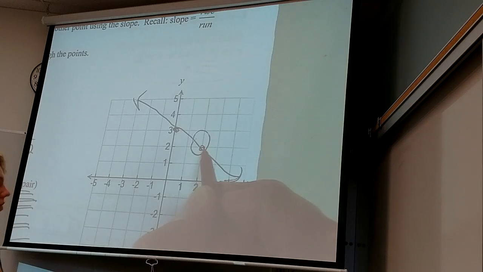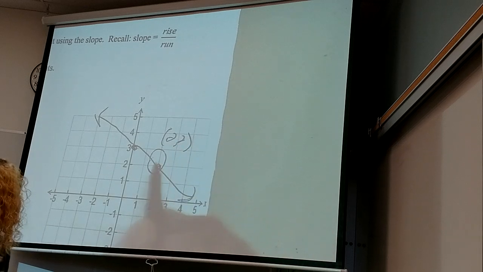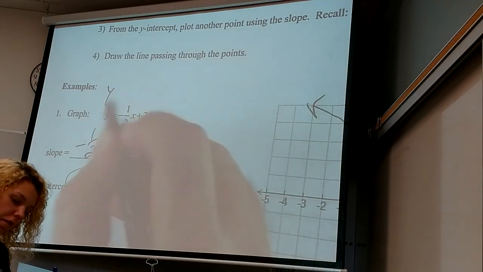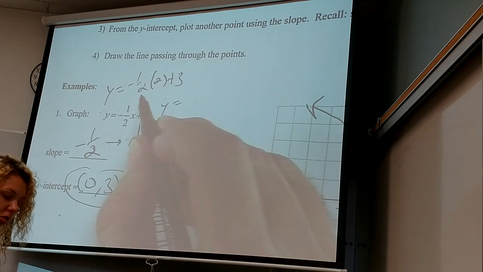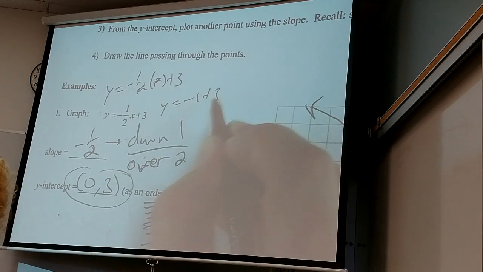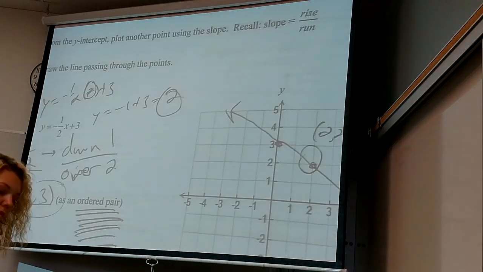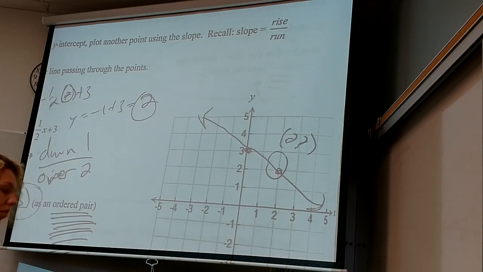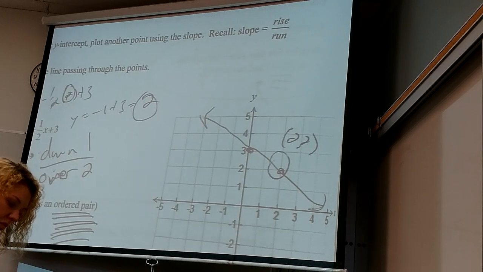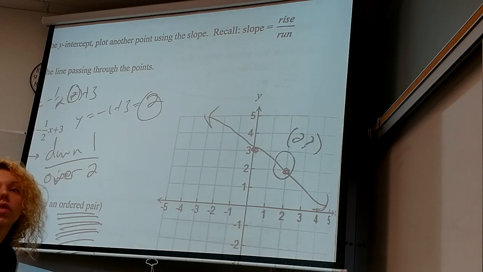So what point is this? 2, 2. So how do I check what I've done? Put it in the equation. If I put 2, 2 in: negative 1/2 times 2 plus 3. What's negative 1/2 times 2? Negative 1. What's negative 1 plus 3? 2. So when I put a 2 in, I got a 2 out. So the point 2, 2 works. On these kinds of problems, you can actually check your work. It's always nice.